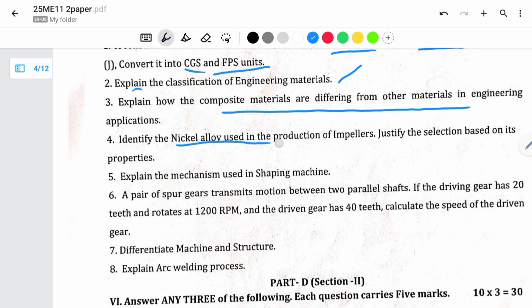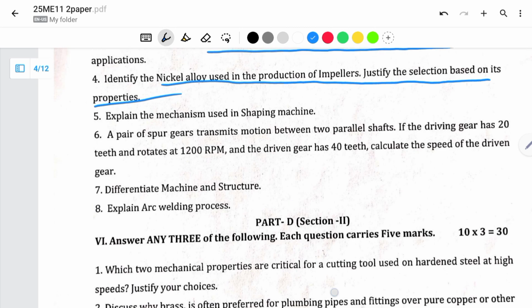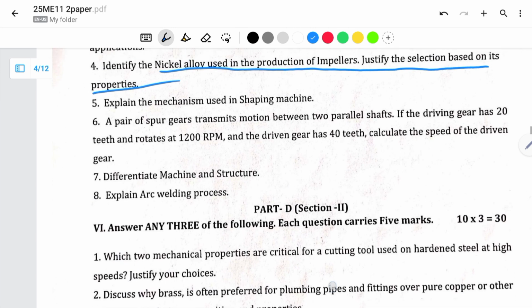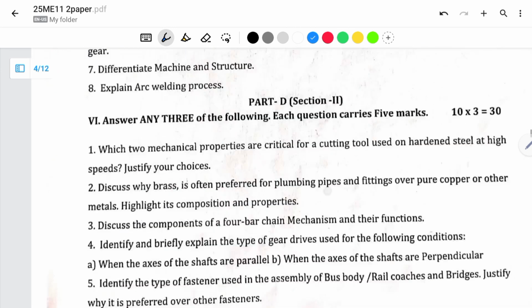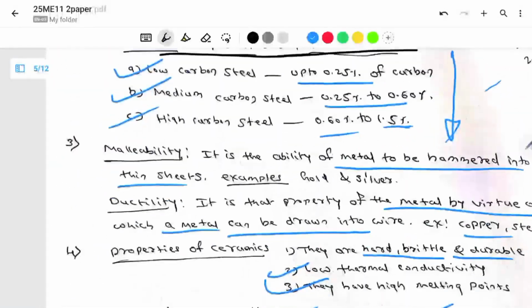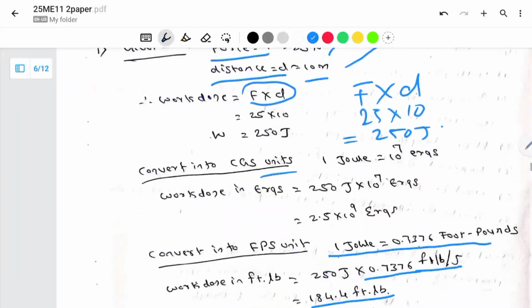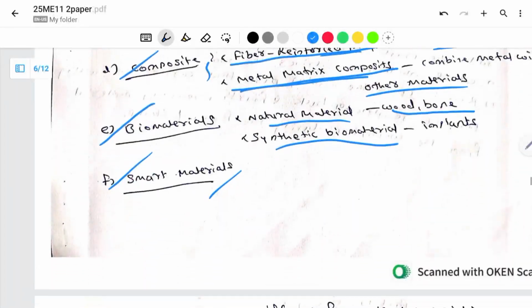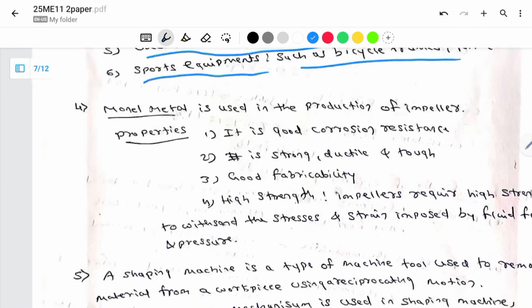Identify the nickel alloy used in the production of the impeller. Justify the selection on its properties. So for the nickel alloy in the production of the impeller, you have to write the properties of the nickel alloy and how it is used and why it is used for the impeller. You have to say, the impeller is nothing but a part in the motor.